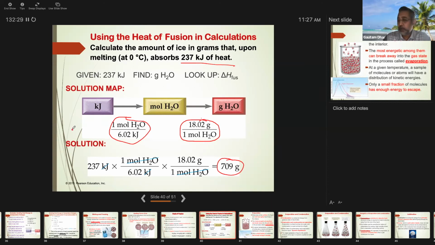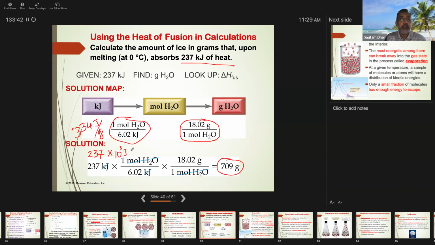334.7, so let's say 334 joules per gram. Okay, so if I give you this, then how do you calculate? So 237 kilojoules, right? Now, kilo is 10 to the power 3, so you have to have everything in joules. So we'll write 237 times 10 to the power 3 joules.